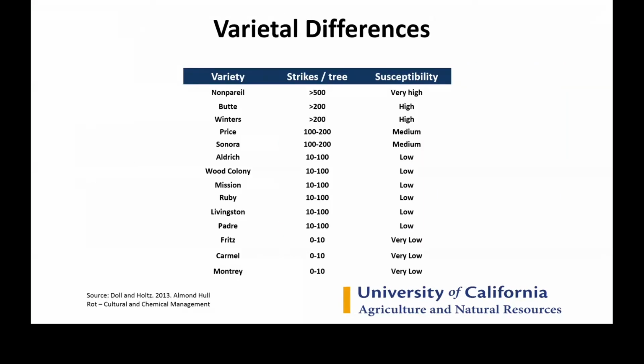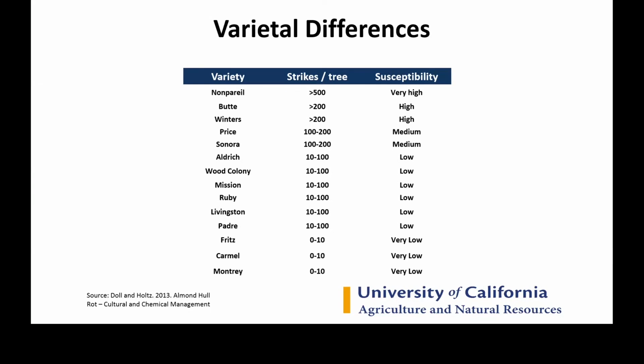Previous work had showed that there are varietal differences, and I was talking earlier today to Brent Holtz about this data. David Doll and Brent Holtz published it on the Almond Doctor website, showing the differences between the different varieties in terms of their susceptibility to hull rot. It's well known that the Nonpareil is very susceptible to hull rot, and that's what I mainly work on here. When I look at hull rot, I mainly look at the Nonpareil and record the data for it.